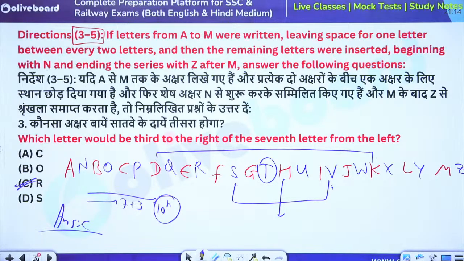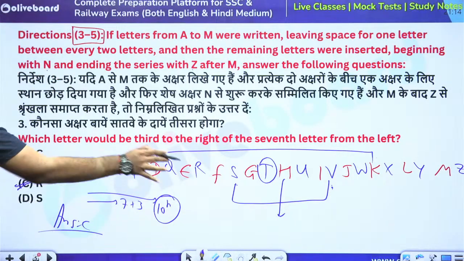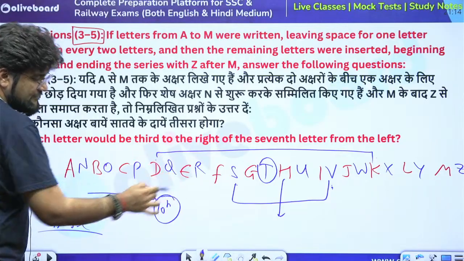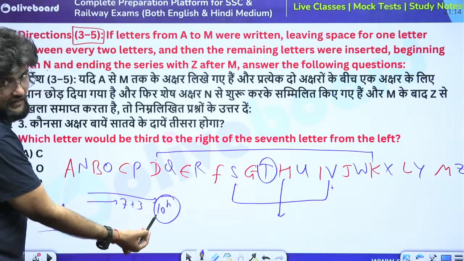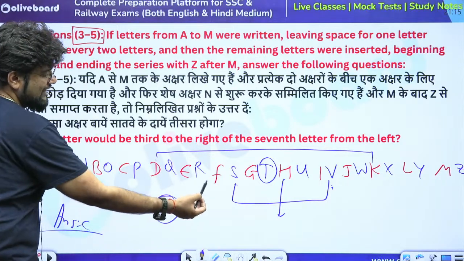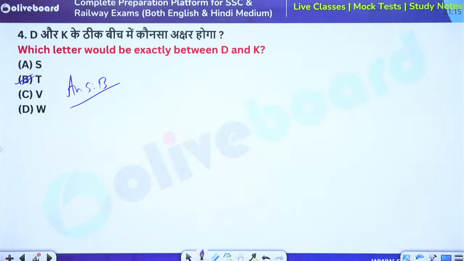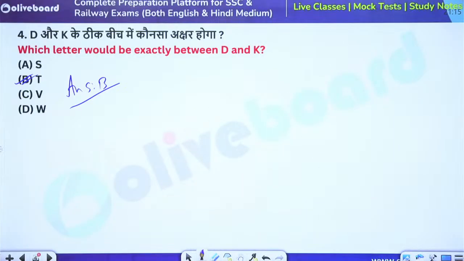Now, after this, they are asking you a question based on this series. What is the question? The question is, which letter would be third to the right of 7th from the left? 7th from the left. So 1, 2, 3, 4, 5, 6, 7. Third to its right. 1, 2, 3. Technically 7th from the left and third to the right after it is 7 plus 3, 10th letter from the left. So if you count 10 letters from the left, you will get R as your correct answer. Okay. The others are clear. Perfect, perfect, perfect. Not a problem.